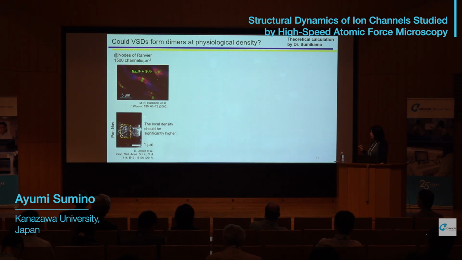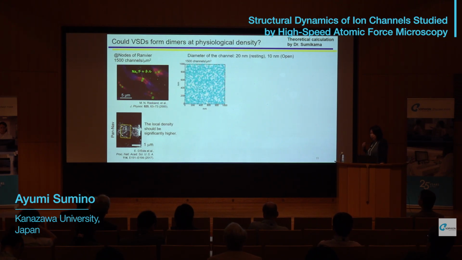And also, recent super resolution microscopy revealed that the organization of the sodium channels in the node of Ranvier is like a striped shape, like this. This means the local density should be significantly higher than this density.